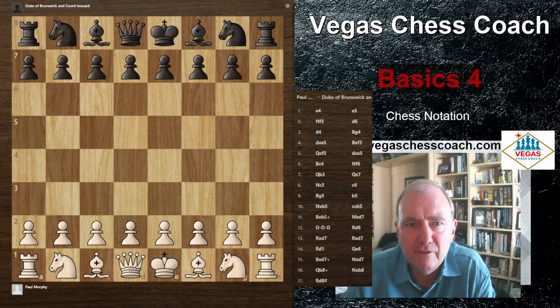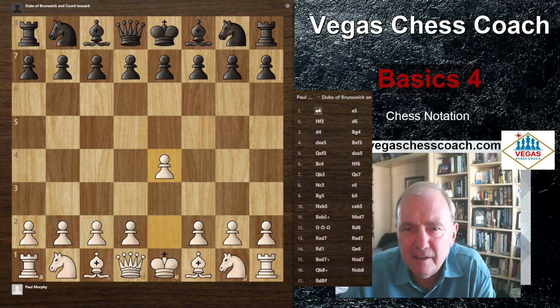The game itself is from 1858 between Paul Murphy against Duke of Brunswick and Count Isoard played at the Paris Opera. It's a famous opera game, and it's done over 17 moves. So it's a short game, but it gets you the idea of how to use the chess notations. So the first move from white, Paul Murphy plays E4.